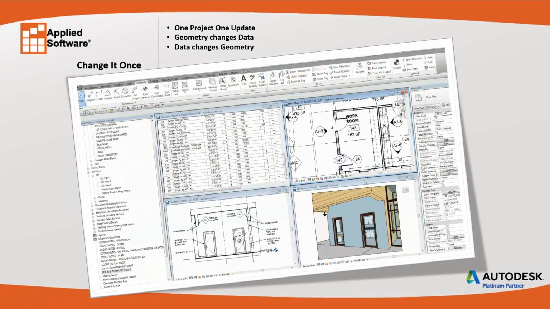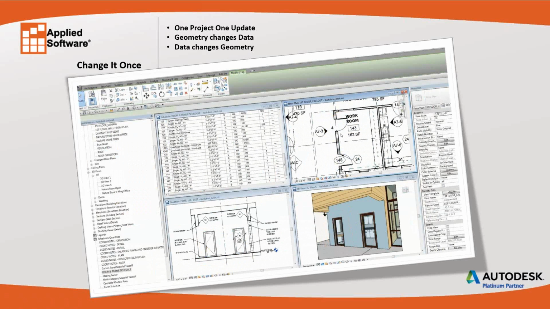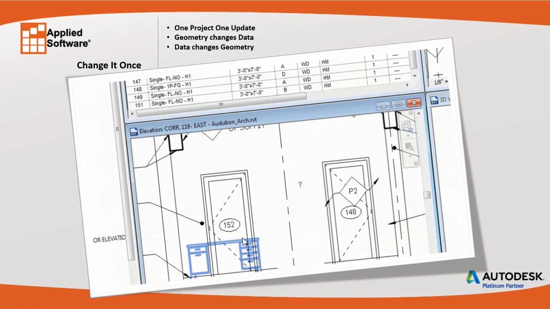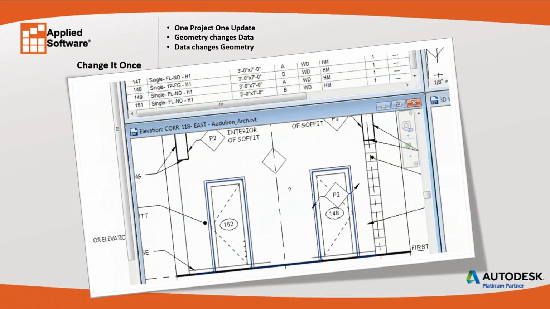It automatically updates the information in all my views. It tags it and also puts in the door information. Here's the door number. You'll notice that the door number is built into the door, and when I apply a tag to it, the tag automatically brings in that information.